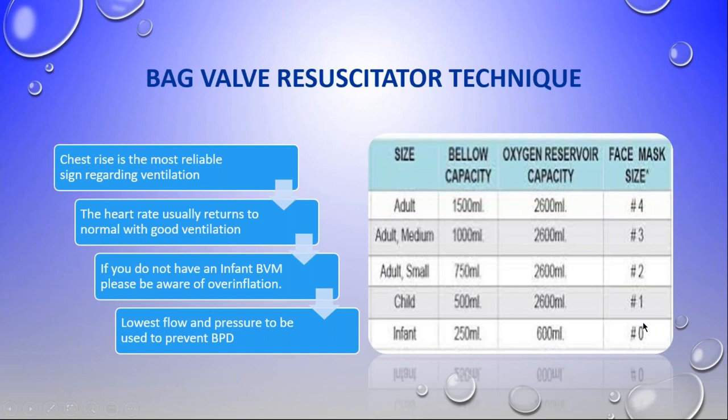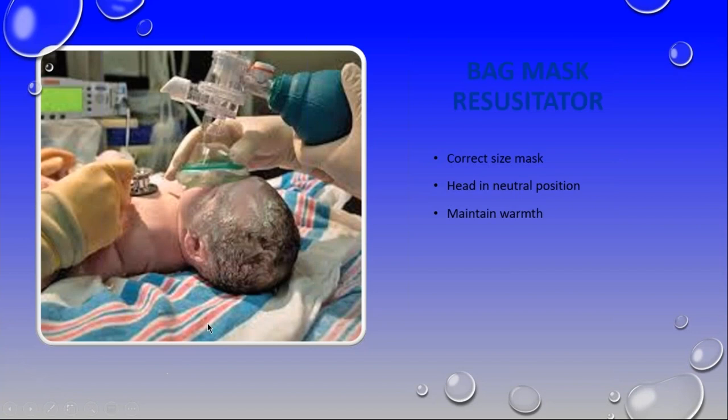And do not assume that this face mask, the big one, is going to fit a preemie. It won't. So your chest rise is your most reliable sign regarding ventilation. The heart rate usually returns with good ventilation. If you do not have an infant bag valve resuscitator, please be aware of overinflation. If you overinflate that lung, you are going to do a lot of harm. So you want the lowest flow and the lowest pressure necessary to move the oxygen into that baby to prevent BPD.